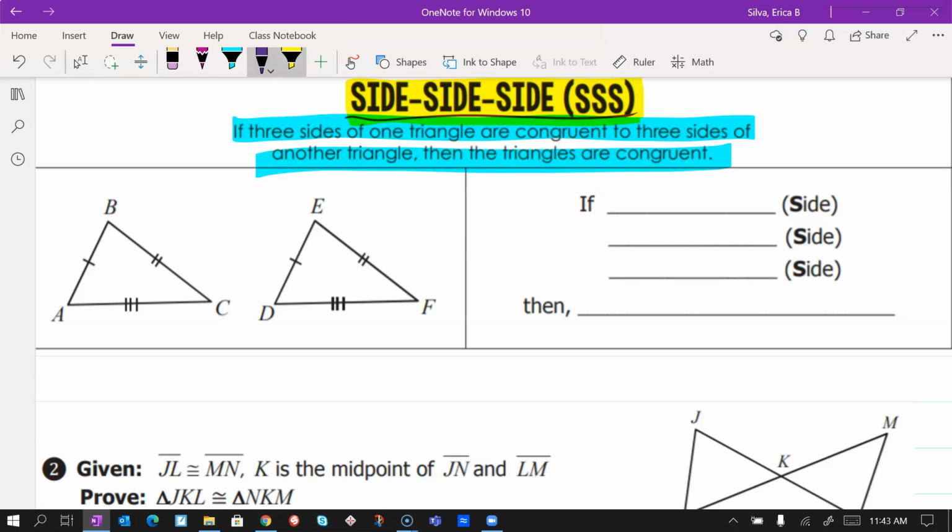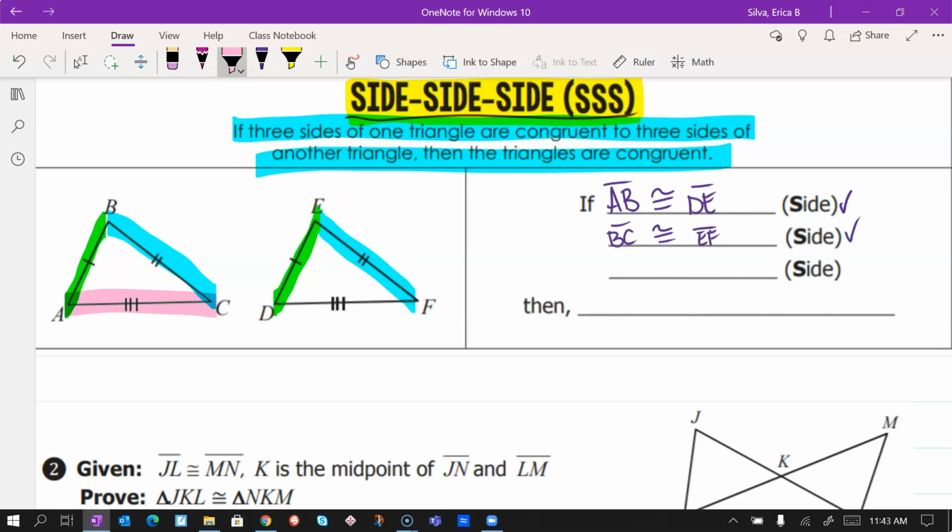So for our side-side-side congruence postulate, we're going to start with segment AB is congruent to DE. So if segment AB is congruent to segment DE, that's one of our sides, and then segment BC is congruent to segment EF, and that's another side, and the third side, AC, is congruent to segment DF, then we can say the two triangles are congruent. That's enough information for that. Remember, order matters, so we're going to start with ABC is congruent to triangle DEF.